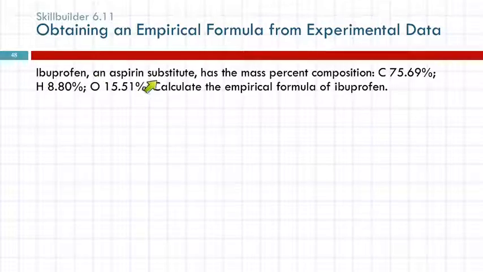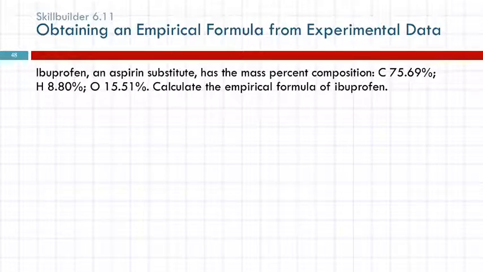Ibuprofen, an aspirin substitute, has the mass percent composition: carbon is 75.69%, hydrogen is 8.80%, and oxygen is 15.51%. Calculate the empirical formula of ibuprofen. Well, what we learned is we need masses of each element. They didn't give us masses of each element. They gave us percentages.